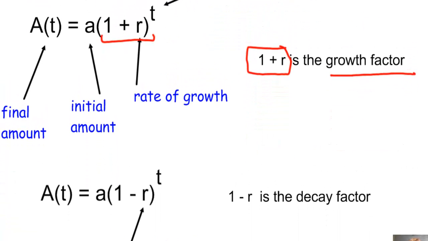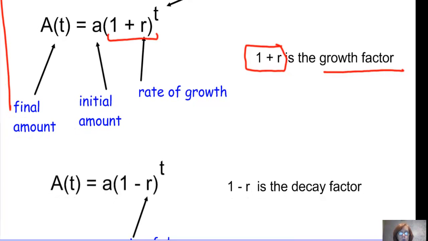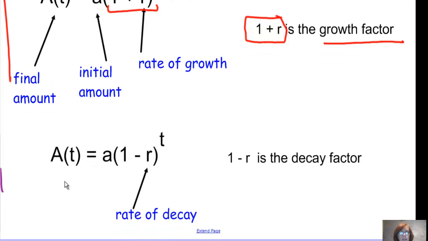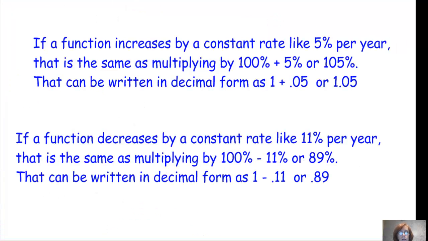This works the same if we want decay. The only difference in the two equations is this equation here had a plus, so it was growth. This equation here has a minus, so it's decay. All right, so if we have A of t equals a times 1 minus r raised to the t, the r is considered the rate of decay in this problem, and 1 minus r is the decay factor.